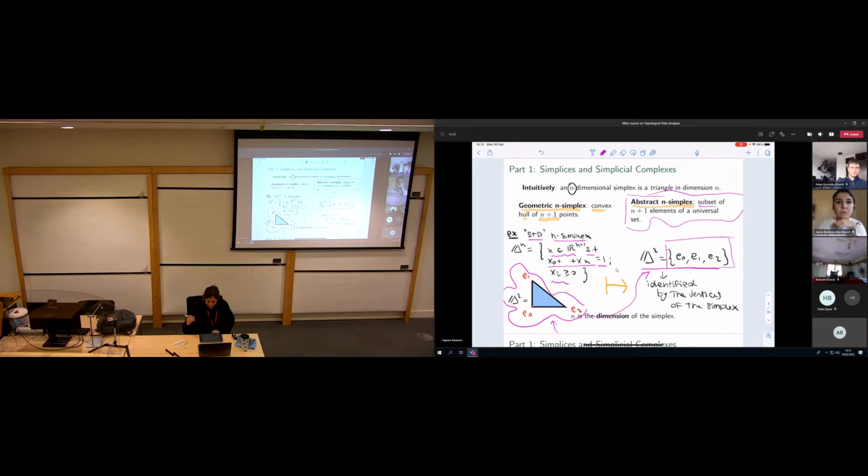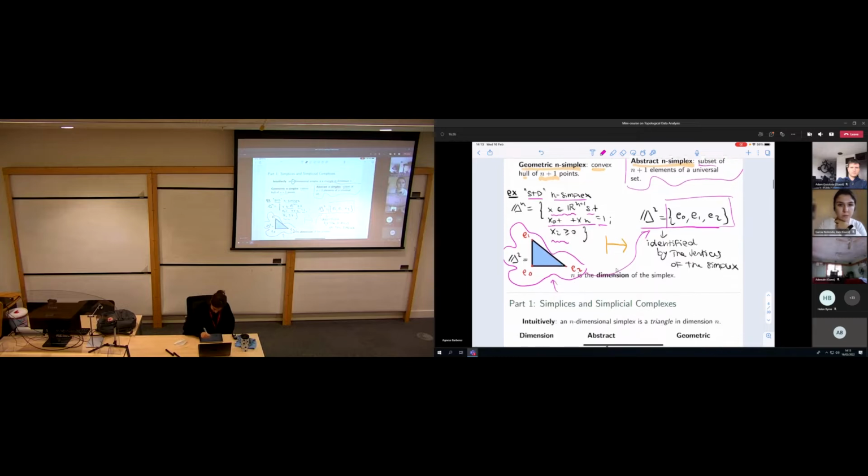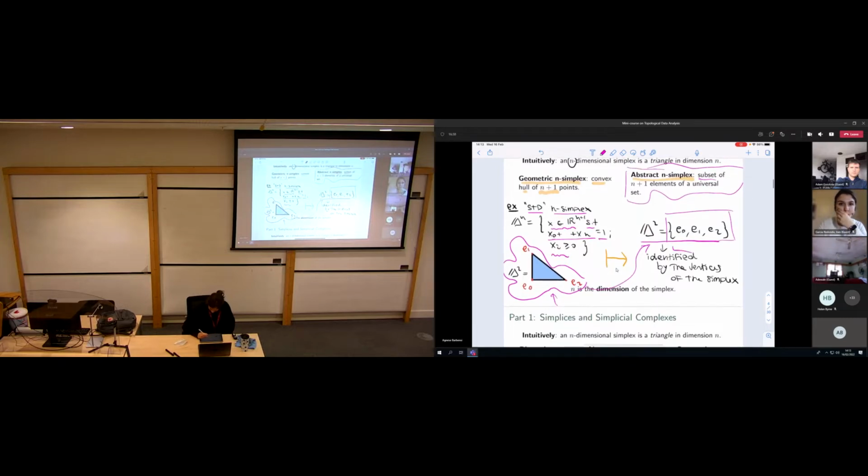Good. And n, so the cardinality of the set defining the simplex, minus 1, is the dimension of the simplex, okay? Again, dimension 2 simplex, 3 points, the usual triangle.